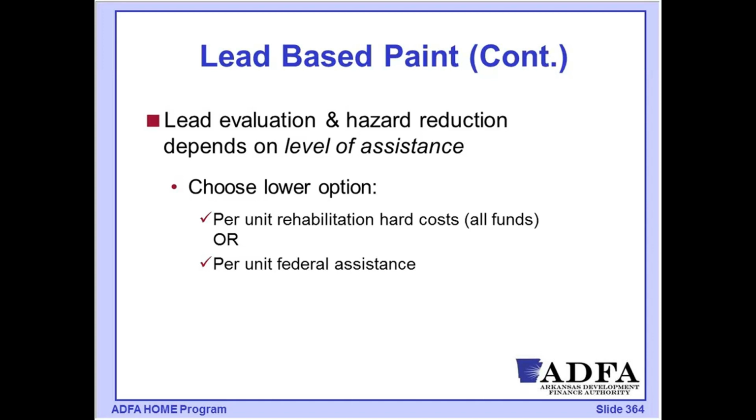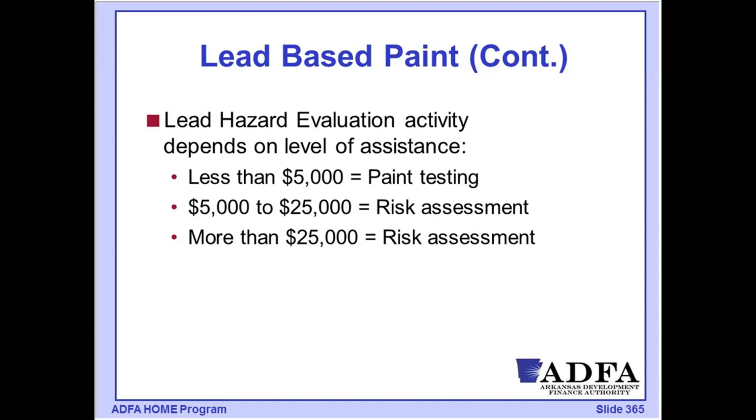So for instance, if I, as part of my lead work, were going to be removing and replacing windows, that cost would not be part of my calculation on the level of hazard reduction that would need to be completed. Why that would be important is that by calculating based on rehab hard costs, not including some of those things that are lead costs, might have us being at a lead hazard reduction level as opposed to triggering full abatement on the property. So it's important to understand those requirements.